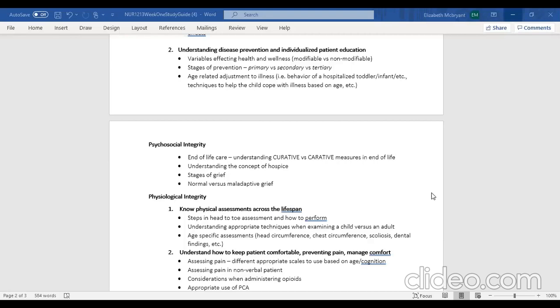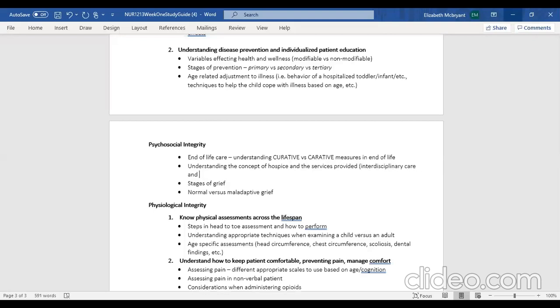Basically, most of the psychosocial content we talked about this semester had to do with grief. This week and last week was grief, end of life, and understanding the concept of hospice, and the services provided. You need to know about interdisciplinary care and respite, etc.